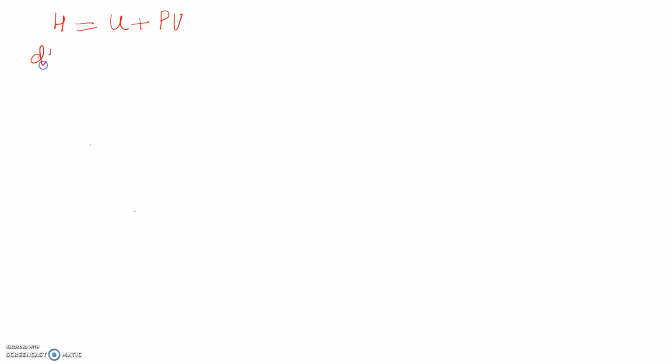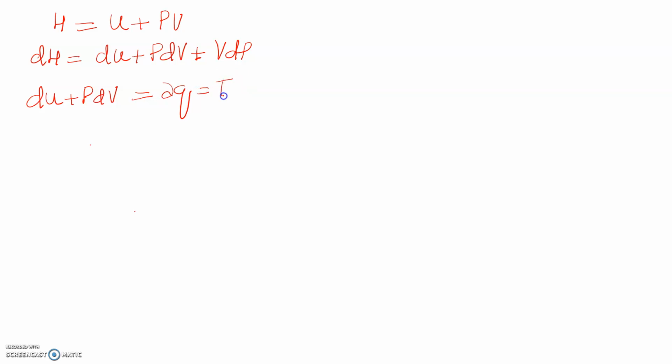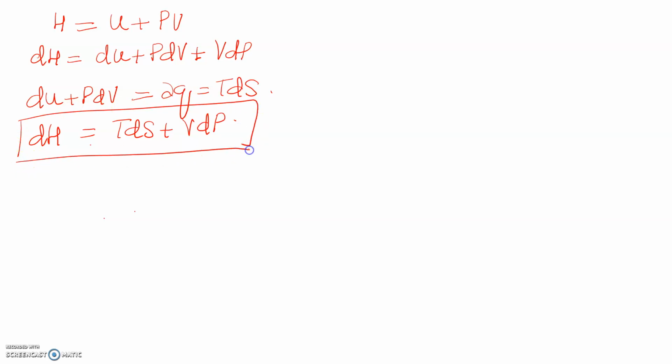From this, what is dH? dH is equal to dU plus PdV plus VdP. From the first law of thermodynamics, dU plus PdV is đQ, and from the second law, that is equal to TdS. Or we can write dH is equal to TdS plus VdP. It is from this equation that we are going to derive the next Maxwell's relation.